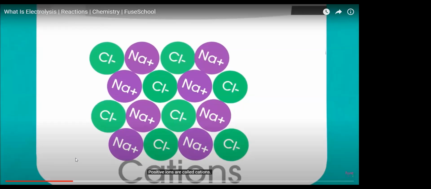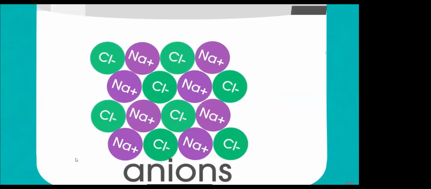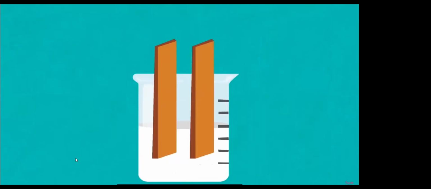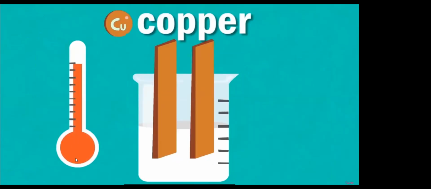Positive ions are called cations. Negative ions are called anions. Now consider putting two electrical conductors into the liquid. Copper would be good as it has a higher melting point. Nothing happens to the ions at this point, but if we connect the two bits of copper to an electrical cell or power supply, then things start to get interesting.